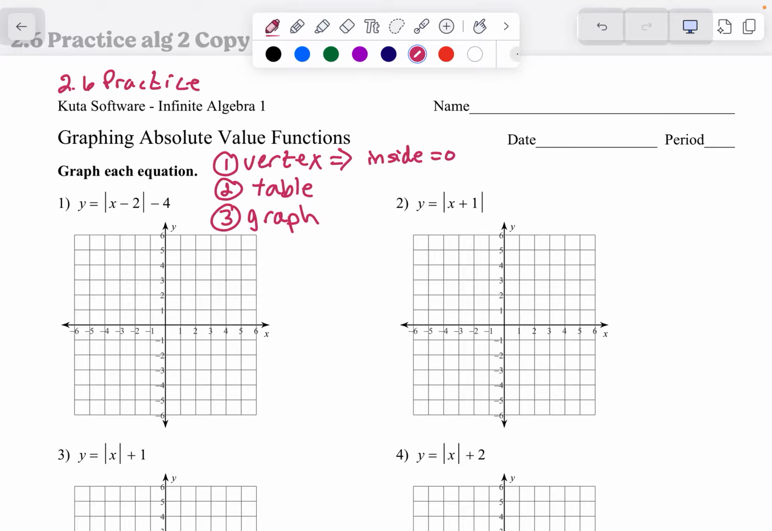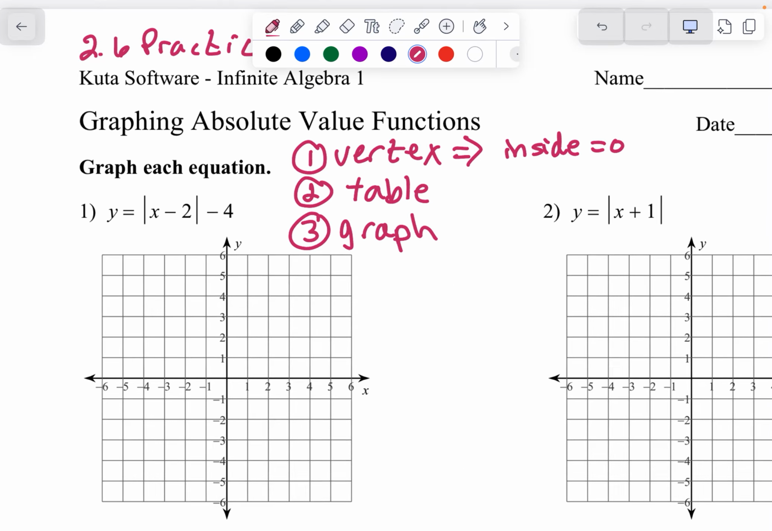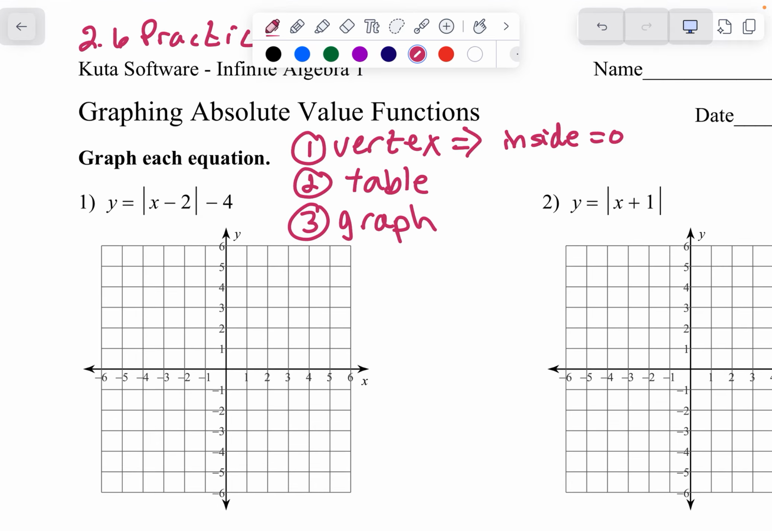Okay, so let's take a look at number 1. So for problem number 1, set the inside x minus 2 equal to 0, and then solve that for x. So that would be x equals 2. Okay, so we're going to need to make a table with 2 on it, and then usually it will work pretty well if you just count 1 backwards and 1 forward from that x value.